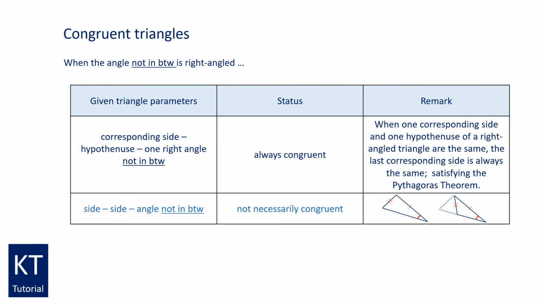The bottom row of this table is an extract from the table in the previous slide. It states that even when two sides and the angle not in between are the same, the triangles are not necessarily congruent, except when the triangles are right angle. In this case, when the corresponding side, the hypotenuse, and one right angle not in between are the same, the triangles are congruent.